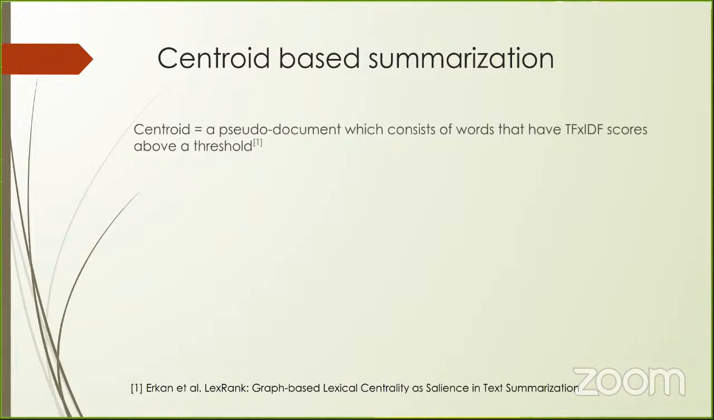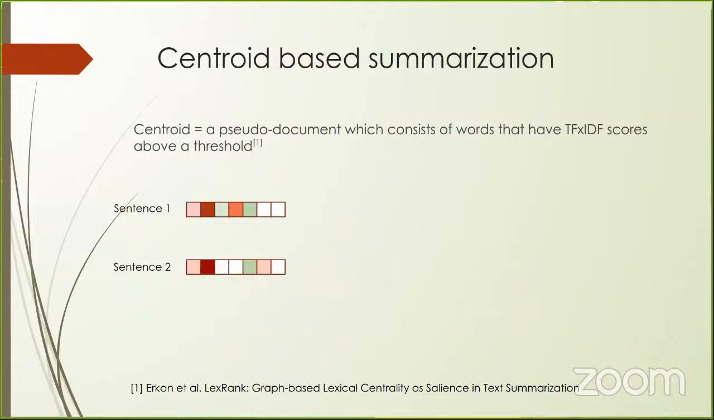So let's say one way to define centroid is a pseudo document, which consists of all the important words. Important in this context is defined as a TF-IDF score above a threshold, but it could very well be anything else. So say you have 1,000 unique words in your document. You find out the TF-IDF score for each of those words and select 300 which are above a threshold. Those 300 words combined, irrespective of the order, it's a bag of words approach. So without any ordering, these 300 words combined form a centroid. And now all you have to do is compare other sentences with this centroid vector using cosine or anything else and see which are the most similar ones.